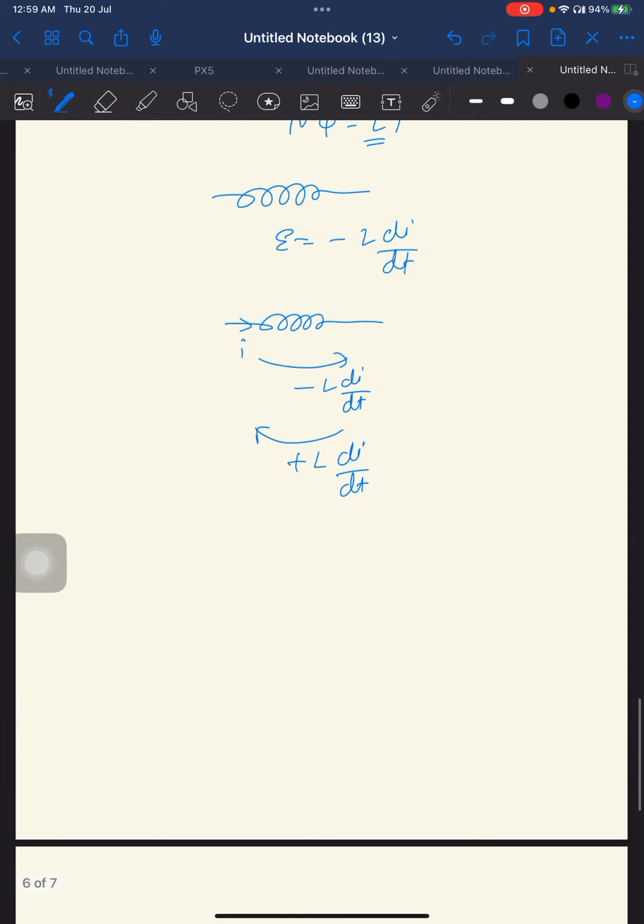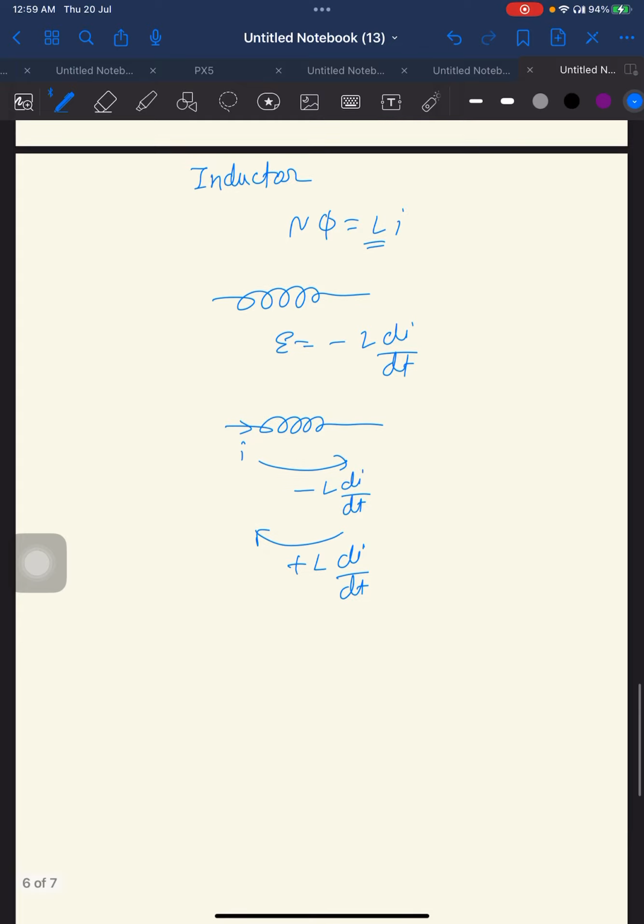Whenever you apply Kirchhoff's law, use this way: in the direction of current minus L di by dt, and in the opposite direction plus L di by dt. That is going to be the voltage drop or gain, whatever you say. Now, what is the work of an inductor? The main work of an inductor is that whenever there is a changing electric current, it tries to oppose the change. If the current is decreasing, it will try to increase it, and whenever it is increasing, it will try to decrease it.